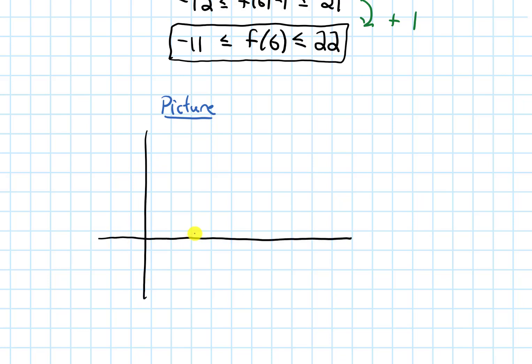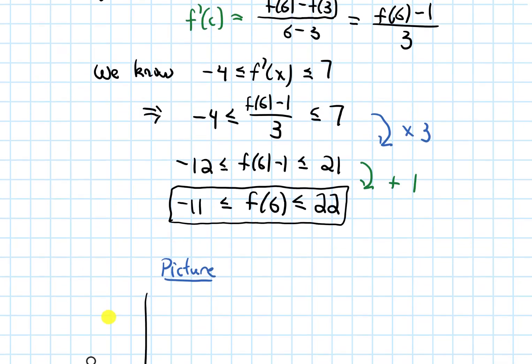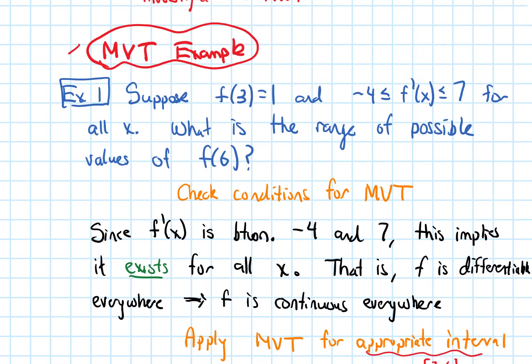I'll label 3 on the x-axis, and I'll label 6. I'm going to try to spread it out a little bit. And the problem told me that when x is 3, the y value is 1. So I'm going to label that. And the question gives me information about the derivative. It says the biggest the derivative could be is 7.